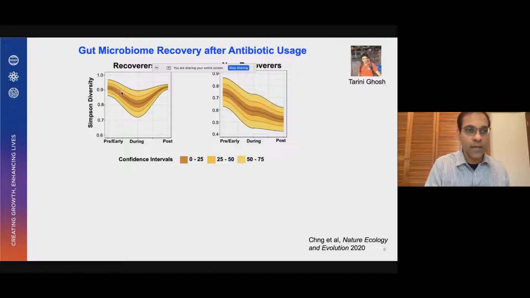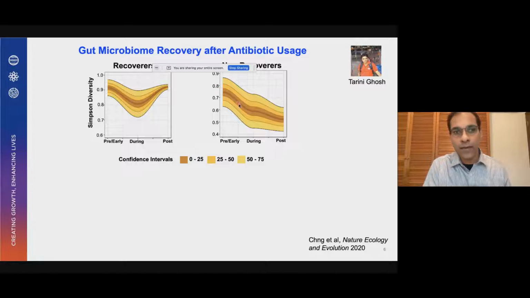It suffers substantially. On the y-axis here is really the diversity, and on the x-axis is time across individuals. And you can see for many individuals, there's a U-shaped recovery. So the diversity goes down when you're being treated with antibiotics, and when the antibiotic usage is stopped, the community recovers to what you expect to be in the original healthy gut microbiome state. But there is a subset of individuals where this does not happen.